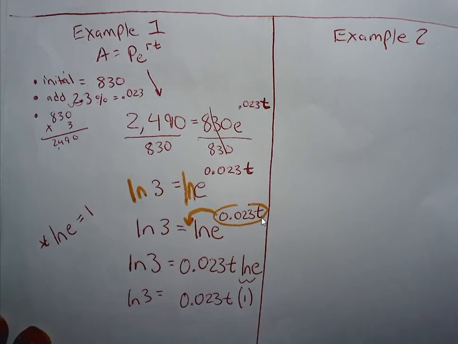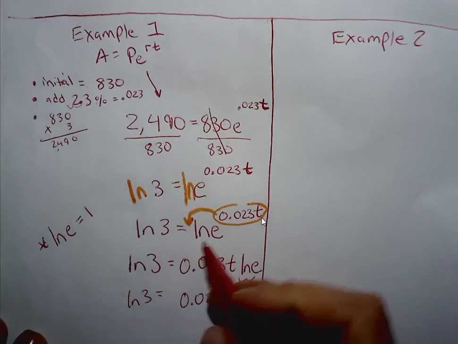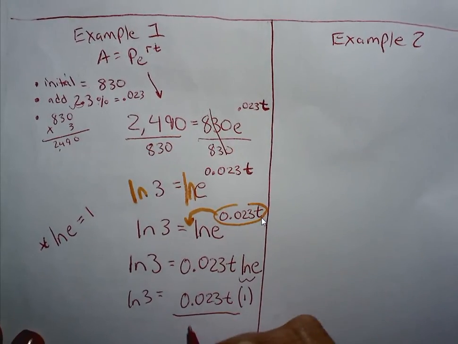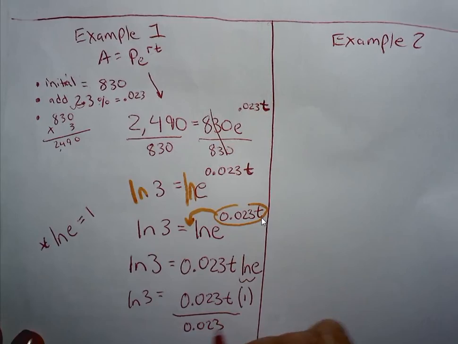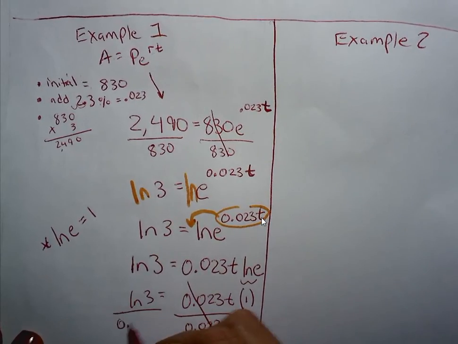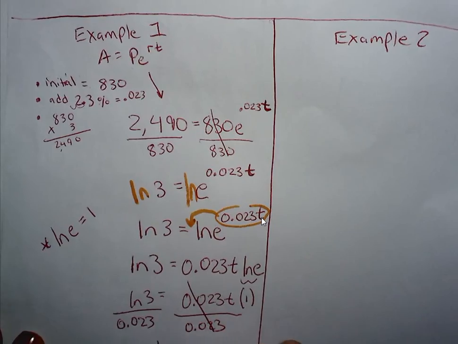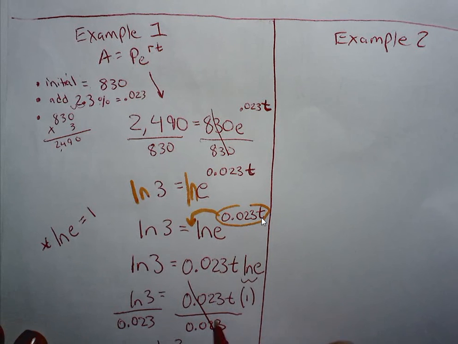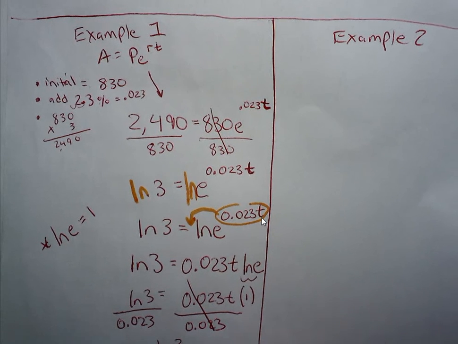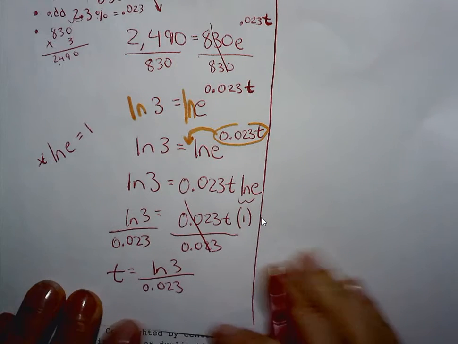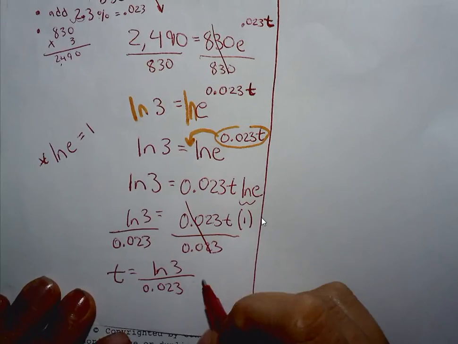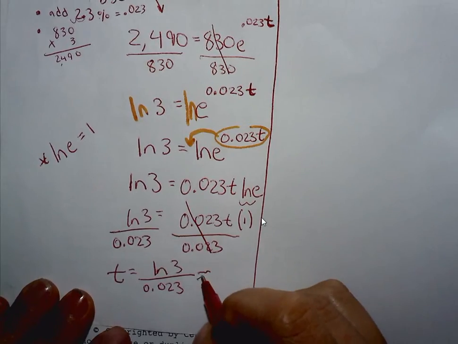If I want t alone, I divide by 0.023. So t is equal to the natural log of 3 over 0.023. And if I actually want to find out that time, I can either leave it like this, or I can do the estimation in my calculator, natural log of 3.